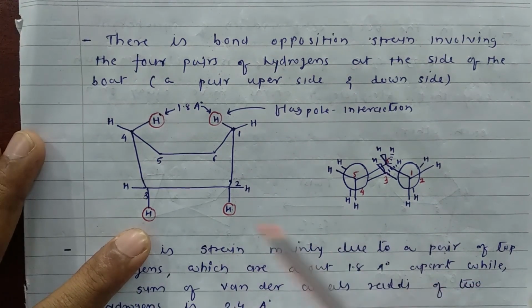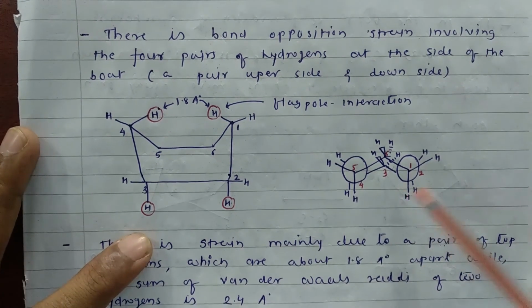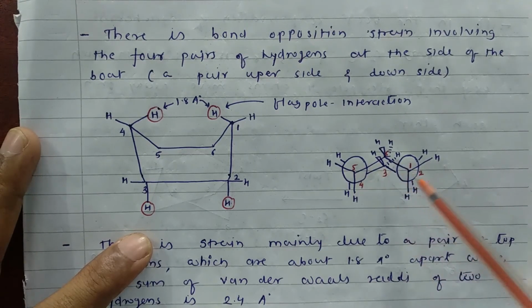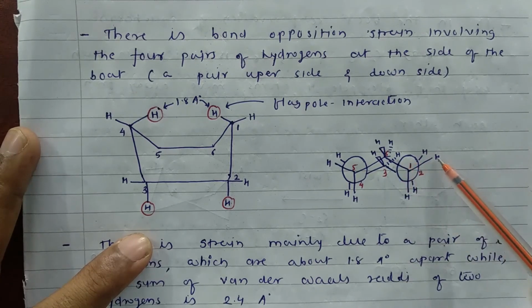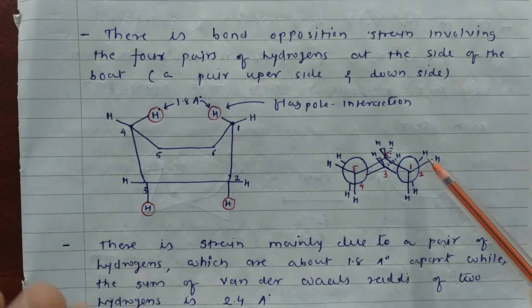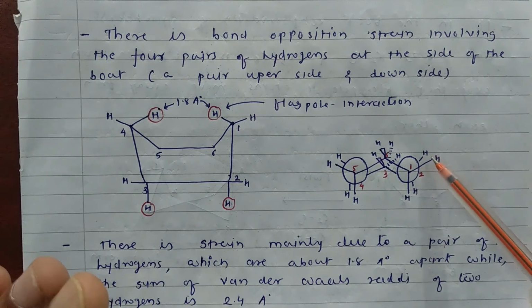You can also see here the Newman projection structure of this boat form. First carbon, second, third, fourth, fifth and sixth. Here this circle means the rear carbon and its hydrogen. It is completely eclipsing with the front carbon and its hydrogen, so you cannot visualize the rear carbon and its hydrogen. Therefore it is eclipsing. And due to this eclipsing, what happens? There is interaction between these hydrogens. So bond opposition strain is due to this eclipsing structure in the boat form.